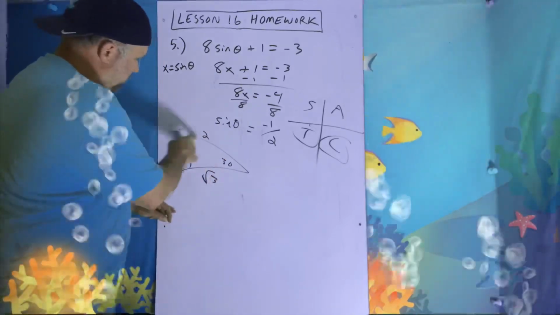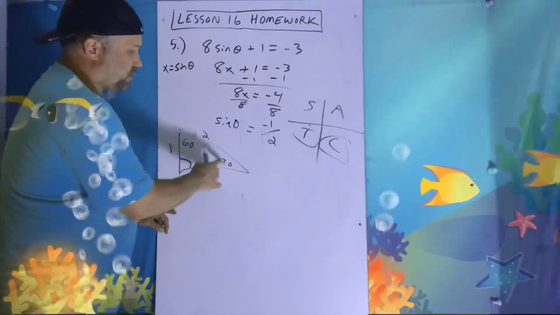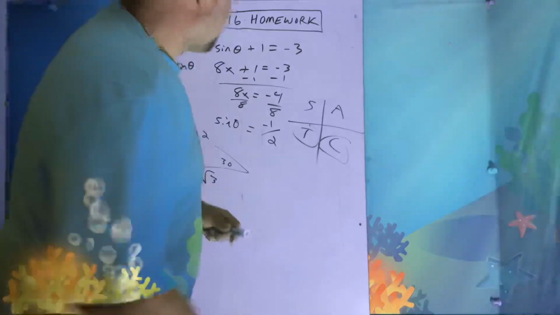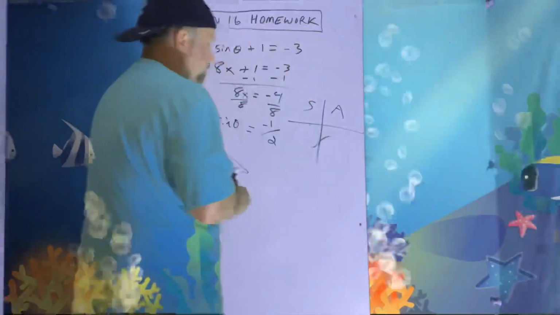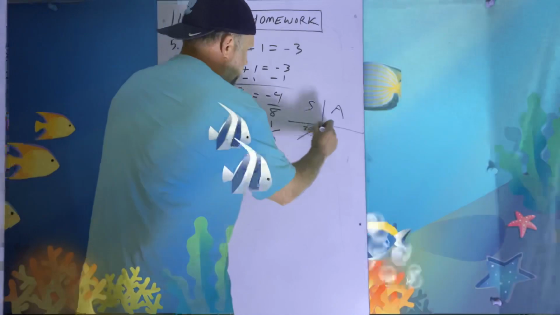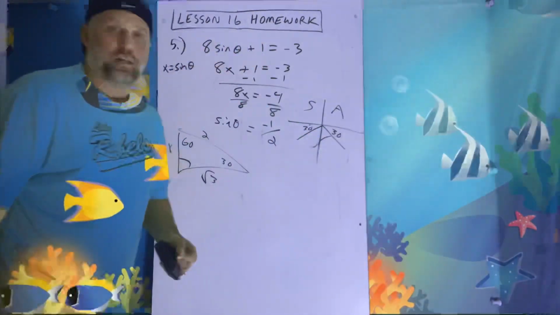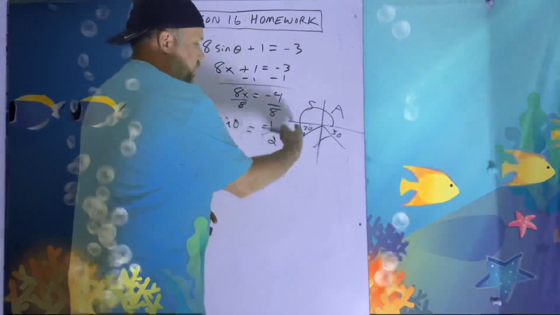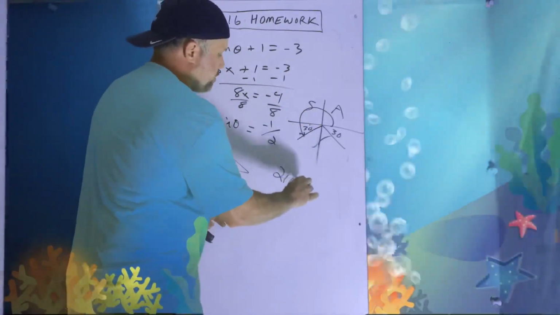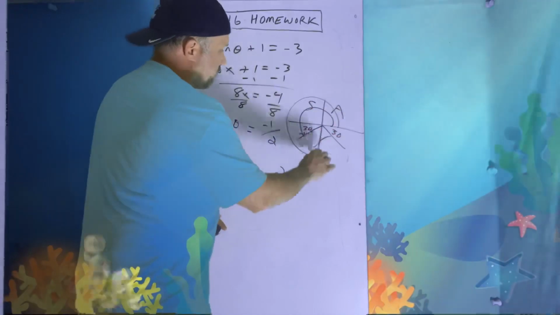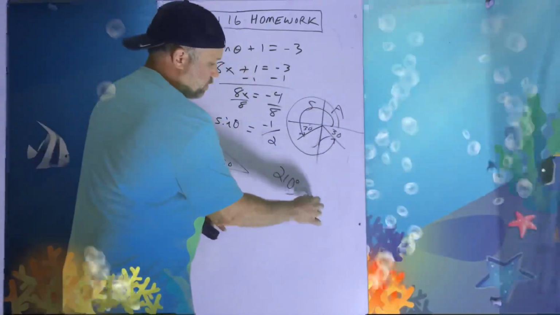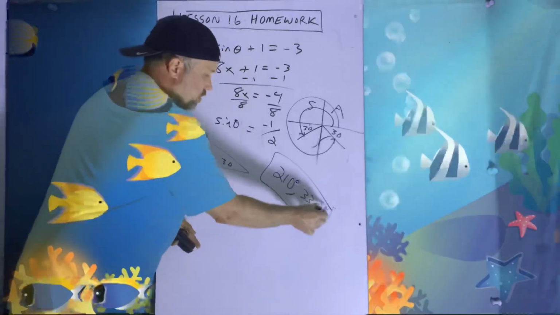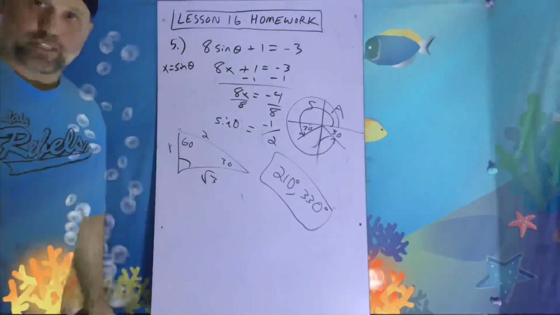Sine, opposite over hypotenuse, is equal to 1/2 when we're dealing with 30 degrees. So 30 degrees is my magic angle here. Got to go to the T and C quadrant, put in a 30-degree reference angle in both of those, figure out those angles. This one is going to be 180 plus 30, which is 210. This one is going to be 360 minus 30, which is 330. There are your two answers to number 5, 210 and 330.